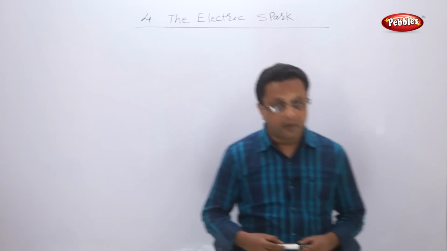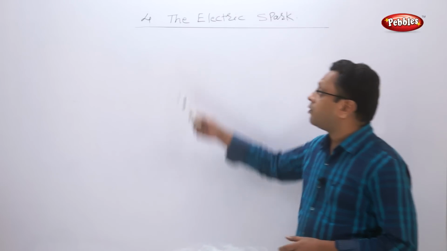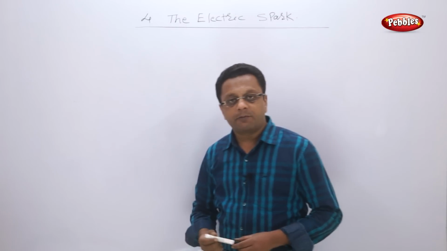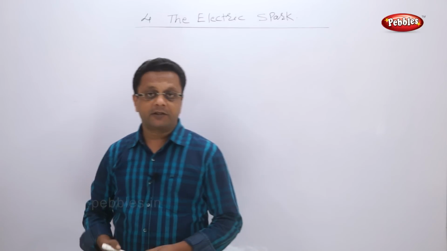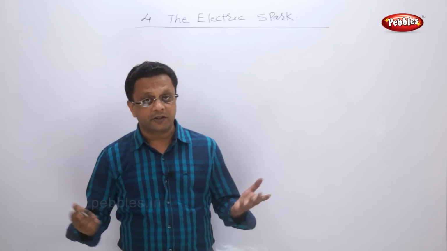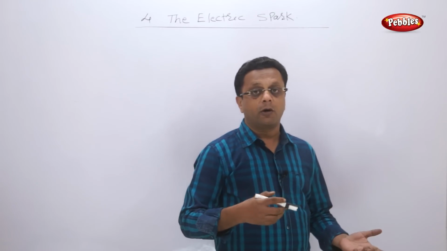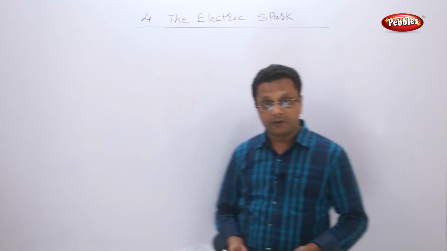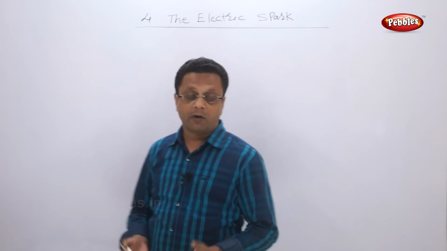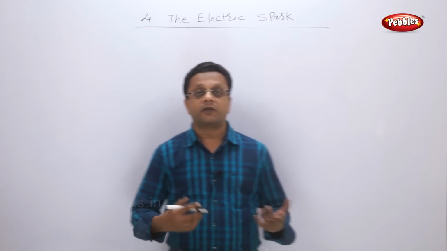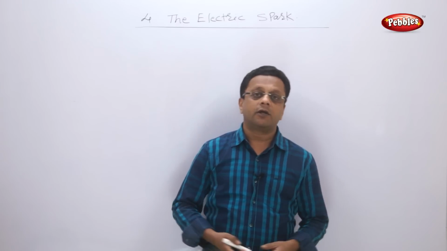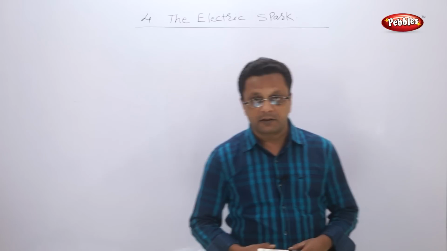Hello friends, welcome back. In Science 1 now we are going to learn chapter 4, that is electric spark. In this chapter we are going to learn many things about electric current, electricity. We are going to learn Ohm's law, Joule's law. We are going to learn what is current, what is potential difference, what are the circuits, what is the symbolic representation of the circuit. That means different types of symbols we are going to learn. Then we are going to learn what are the effects of resistances. So let us start this chapter.